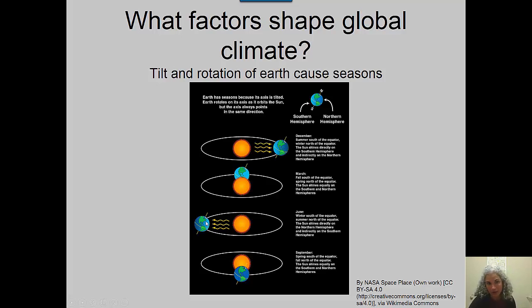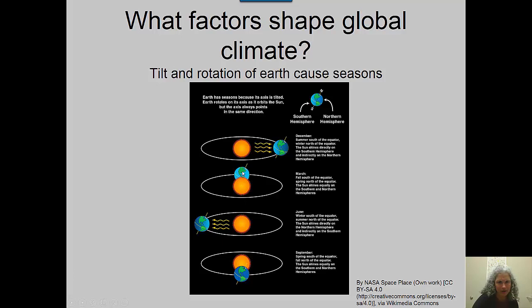So that would be summer in the northern hemisphere. When it's summer in the southern hemisphere, it's going to be winter in the northern hemisphere. We're not receiving as much energy from the sun, and that's why we have colder temperatures in the winter.